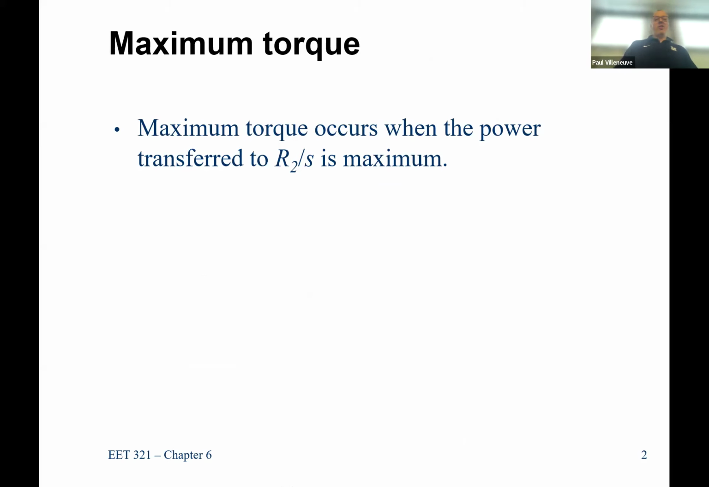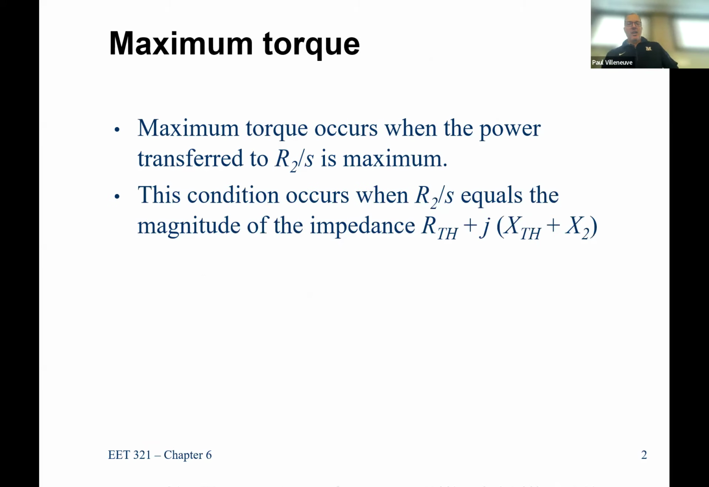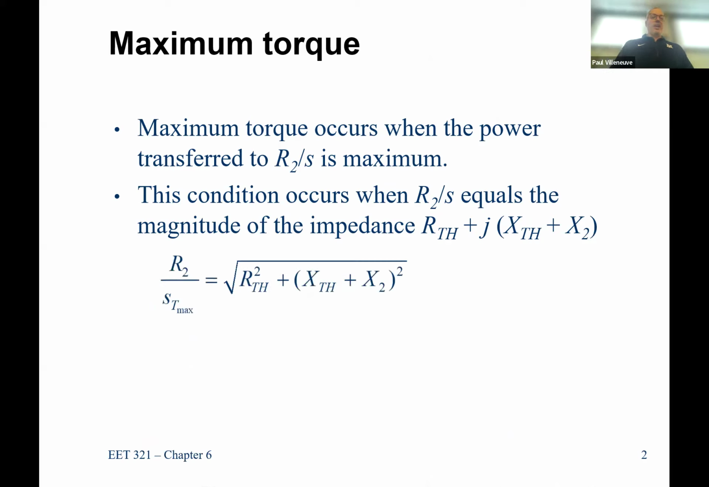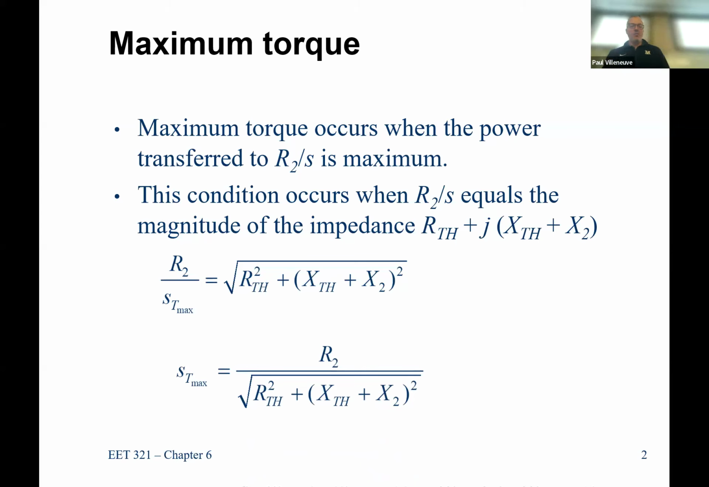All right, so max power transfer, R2 over s. If you remember, max power transfer is when the load impedance matches the source impedance. So now we do things in terms of magnitudes. We're going to set R2 over s to our maximum torque slip value and just use our magnitude calculation using the hypotenuse. And now we'll solve for our torque where that occurs. We can just use our calculation here.